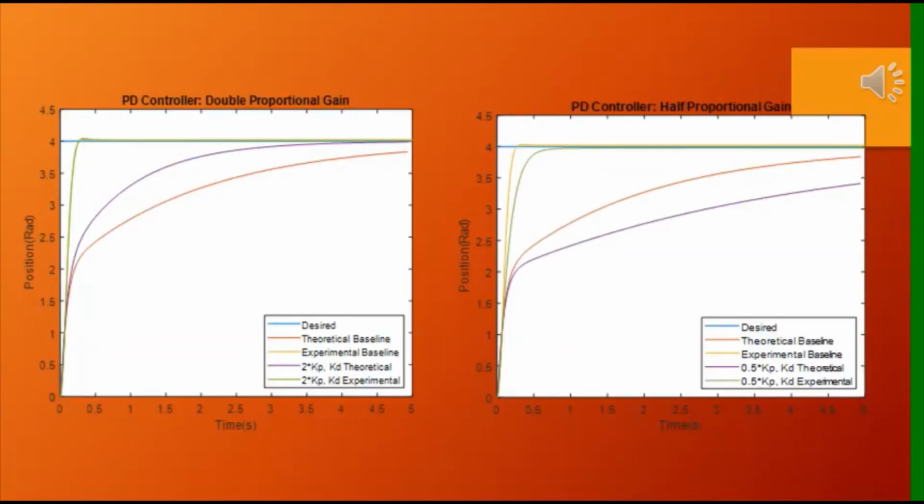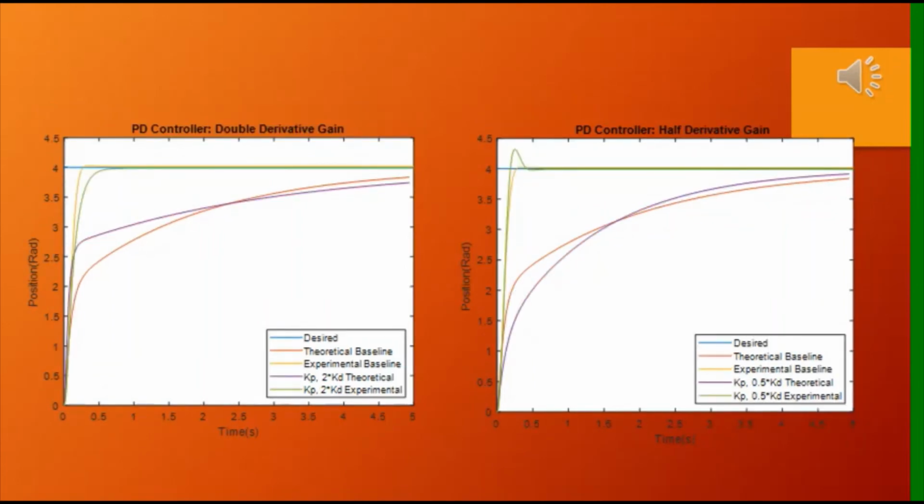Here, for the PD controller, we again mess with the proportional gain. On the left, where the proportional gain was doubled, we have a much quicker system response than when the proportional gain is halved on the right. As you can see, the theoretical and experimental responses do not line up very well. This could mean that our model is incorrect. However, there is no way to tell just by looking at the graph, as this is the only system where that happens.